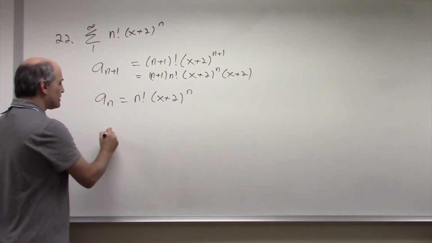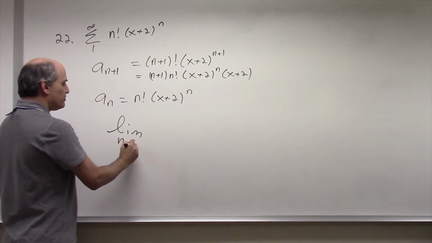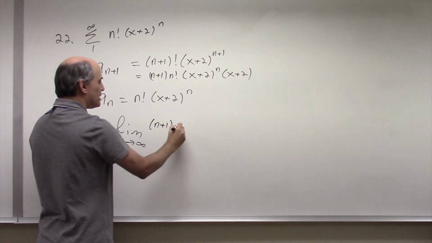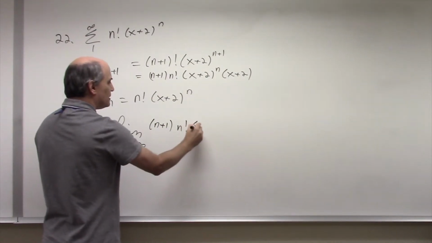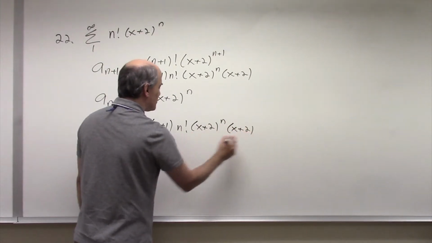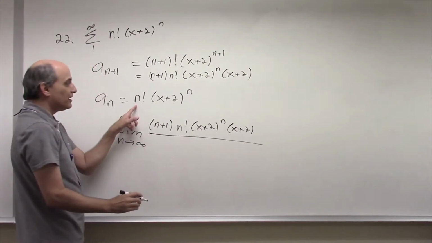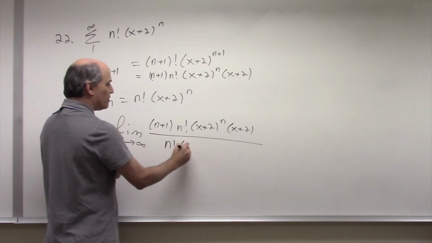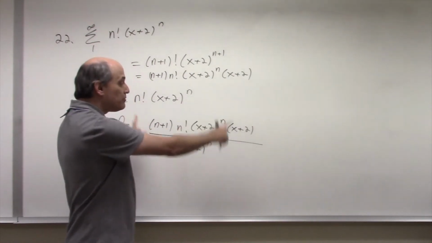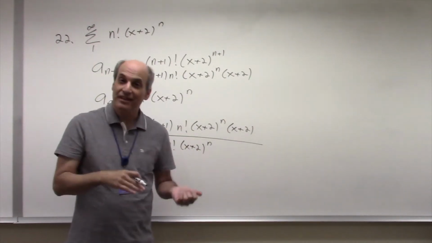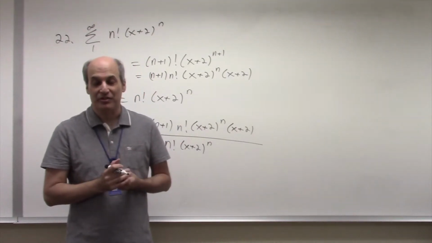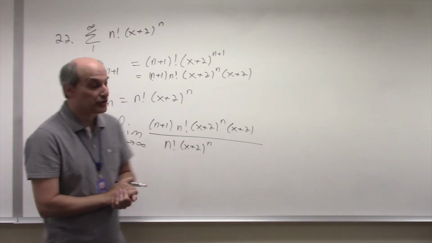So we need to look at the limit as n approaches infinity of this thing, (n plus 1) times n factorial times (x plus 2) to the n times (x plus 2), divided by this thing, n factorial times (x plus 2) to the n. And let me say again, I'm leaving out the absolute values until the end of the problem. Professor Mitchell carries them through. As we mentioned to you, it doesn't really make a difference which way you do it. Do whatever seems easier to you.